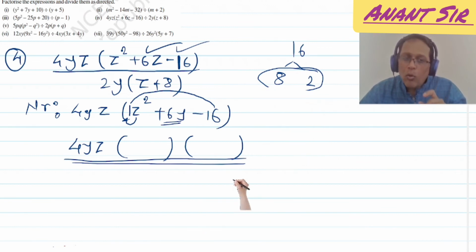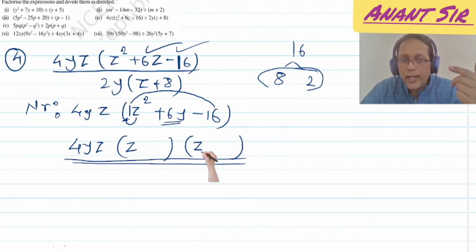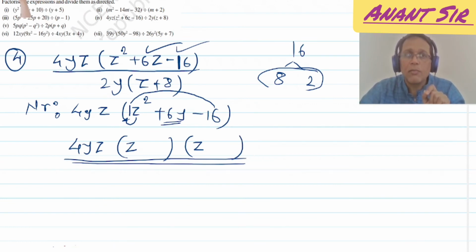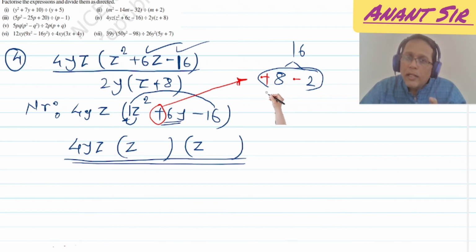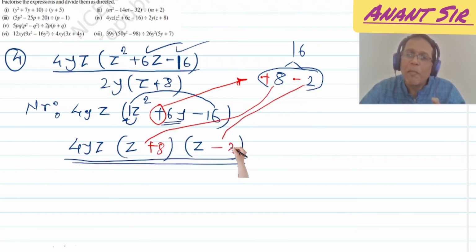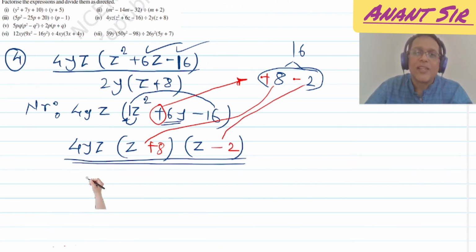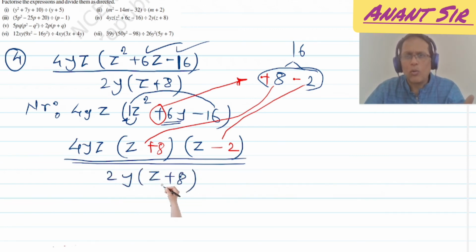Okay, now I told you that I am going to write the direct answer here. So I am going to write z in both the brackets. And what was the rule? There were two rules for giving the sign. The second rule was, if the last term is negative, give the sign of the middle term to the bigger number only. So we write z plus 8 in one bracket and z minus 2 in another bracket. See, simple. So you can directly do this, and in the denominator it is 2y multiplied by z plus 8. We cannot do anything about it.